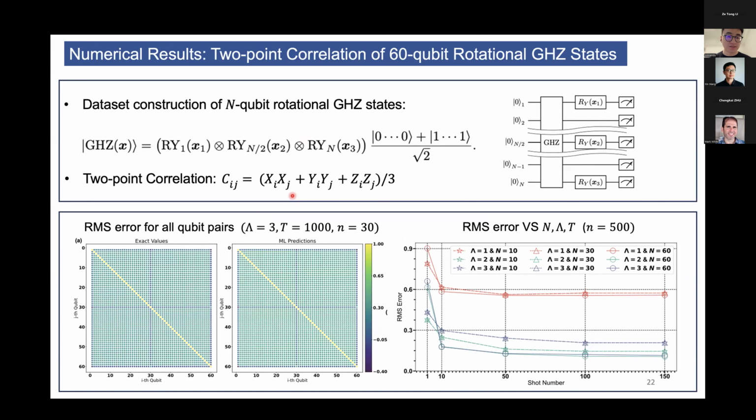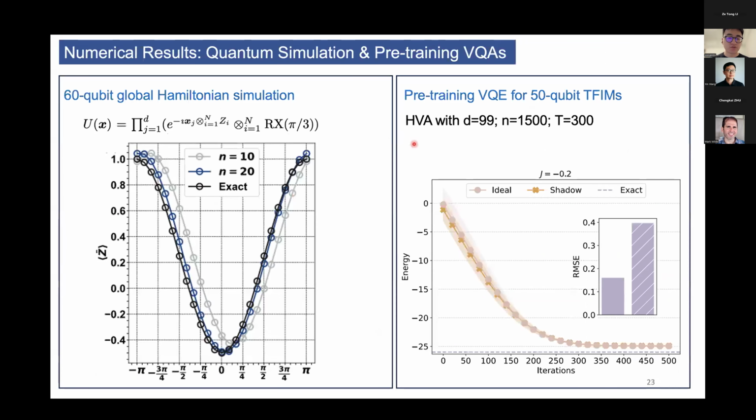Okay, and we verify the effectiveness of the proposed kernel-based classical learning surrogates on two tasks. The first is to predict the behavior of n-qubit rotational GHZ states, and we conduct a simulation on about 60 qubits. The next is to show how to use classical learning surrogates to advance the optimization of VQE, because we can move most of the optimization purely to the classical side, and classical learning surrogates achieve a similar performance to the conventional VQE methods.